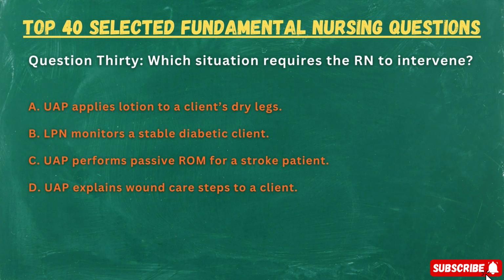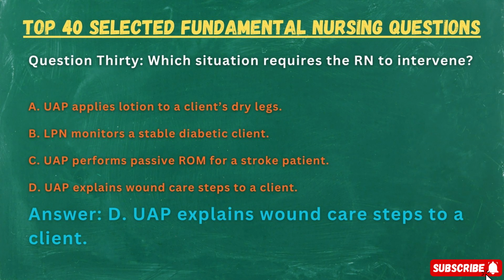Question 30. Which situation requires the RN to intervene? A. UAP applies lotion to a client's dry legs. B. LPN monitors a stable diabetic client. C. UAP performs passive ROM for a stroke patient. D. UAP explains wound care steps to a client. Answer. D. UAP explains wound care steps to a client.